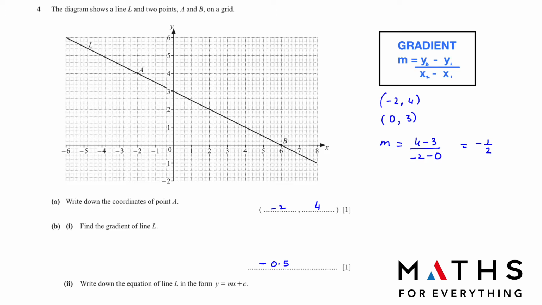Next, write down the equation of line L in the form y is equal to mx plus c. We already have our m, which is -0.5. So y is equal to -0.5x. What about the c? C is the y value when it cuts the y-axis. It cuts the y-axis at 3. So this was an easy question. You don't need to do much solving. You can look at the graph. You can see that it's cutting the y-axis when y is 3. That is your C.